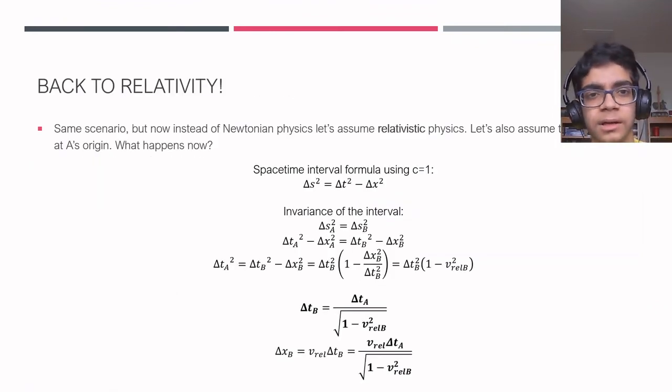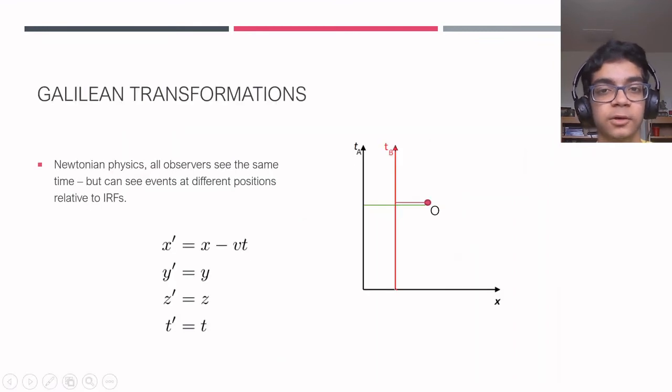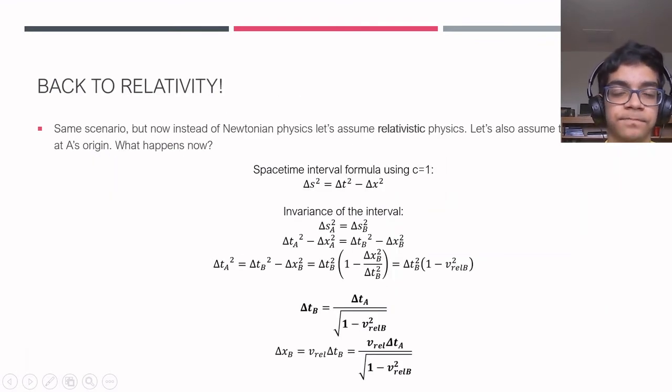So, let's now do the exact same scenario, but instead, let's assume relativistic physics. And to simplify things, which will complicate things, but to simplify things just a little bit more to help us out, let's also assume that event O occurs at the origin of A's reference frame. So if we look back at this graph, completely disregarding B, let's say that O occurs right here at x equals 0 and t equals 0. So what happens in this instance?